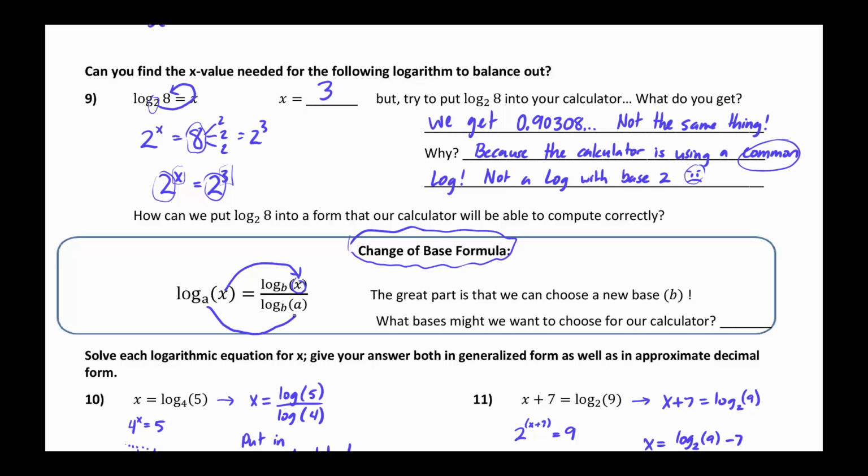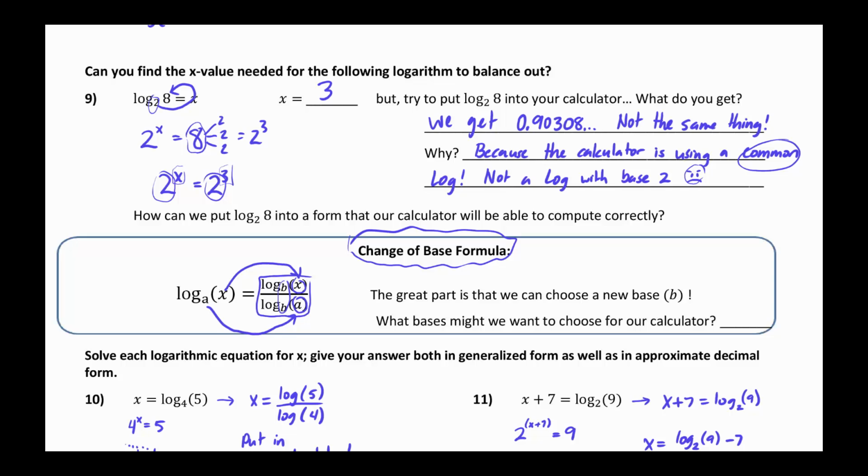The a value, which is the base, goes on the bottom. Now when we do that, we actually get to say any base that we want, so long as the base on the top and the bottom are the same. So we're essentially changing it from something our calculator can't do into two logarithms our calculator can do.